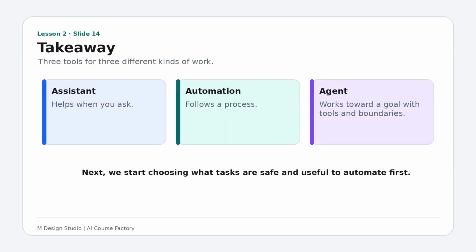So, here is the takeaway. An AI assistant helps when you ask. An automation follows a process. An AI agent works toward a goal with tools, context, and boundaries. In the next lessons, we will start turning these ideas into practical workflow maps.